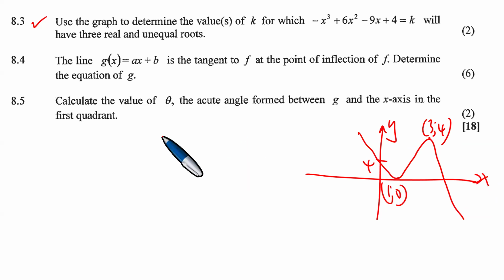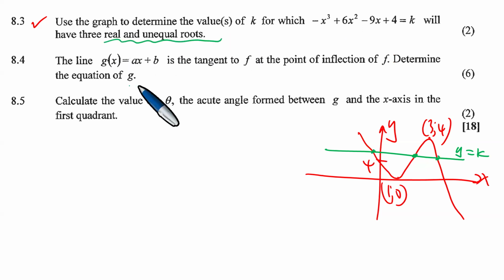I want us to analyze this and use the graph to determine the values of k for which this is equal to k. This equals k, so we're dealing with the y equals k graph. You see, there are two graphs here that intersect, but this one has 3 distinct points. Remember that we need to use the graph to determine the values of k for which this will have 3 real and unequal roots.